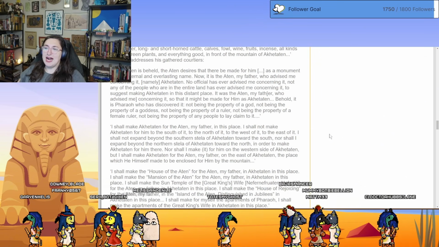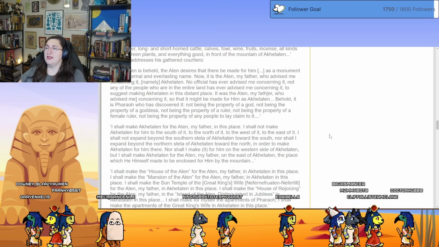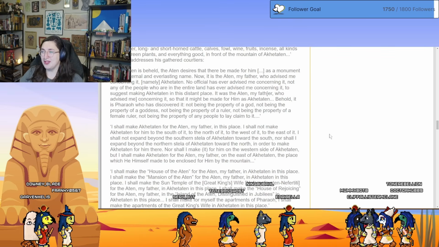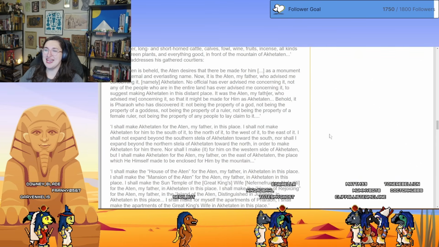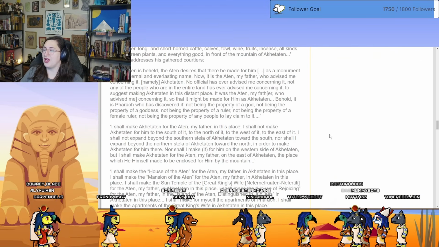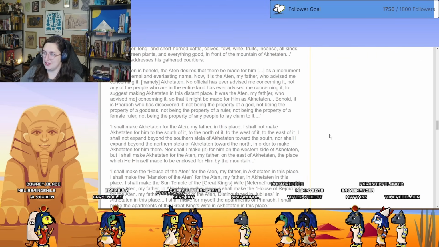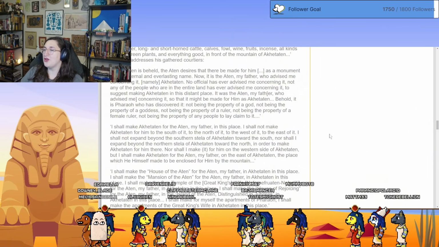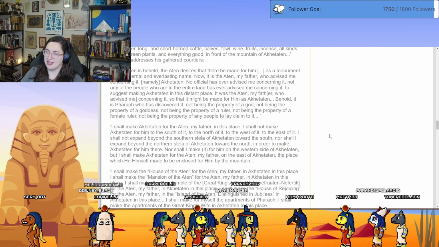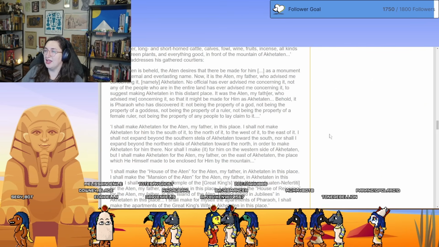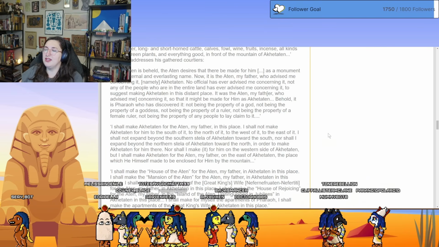I shall make Akhetaten for the Aten, my father, in this place. I shall not make Akhetaten for him to the south of it, to the north of it, to the west of it, or to the east of it. I shall not expand beyond the southern stela of Akhetaten toward the south, nor shall I expand beyond the northern stela of Akhetaten toward the north, in order to make Akhetaten for him there. Nor shall I make it for him on the western side of Akhetaten, but I shall make Akhetaten for the Aten, my father, on the east of Akhetaten, the place which he himself made to be enclosed for him by the mountain.